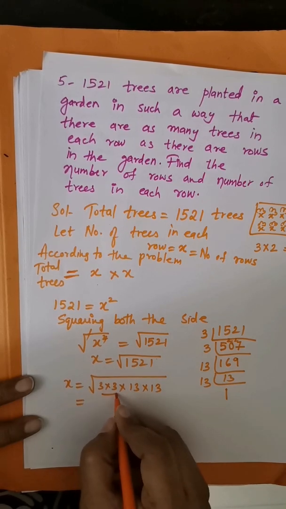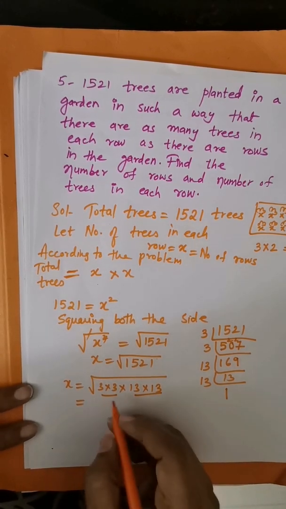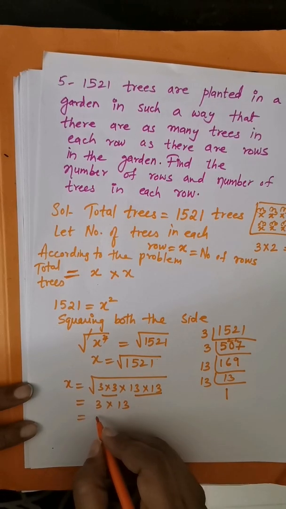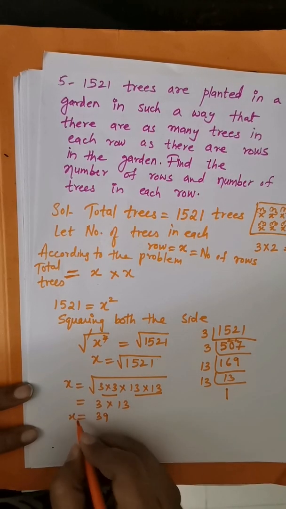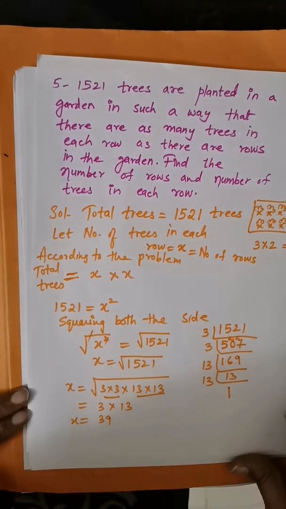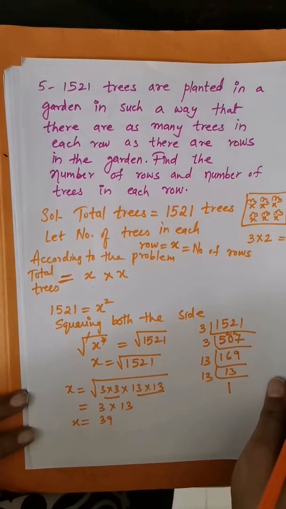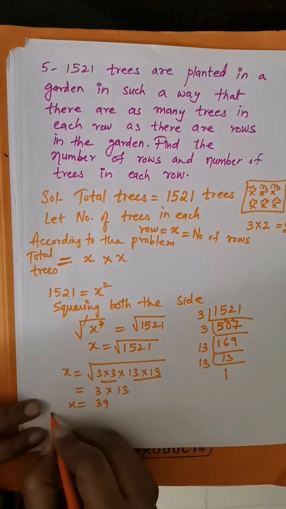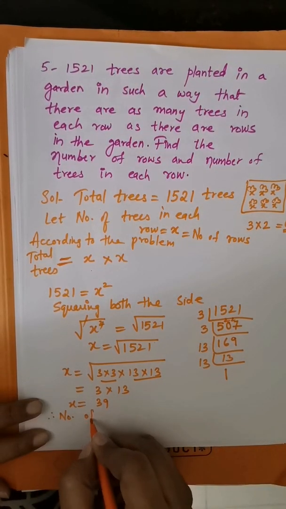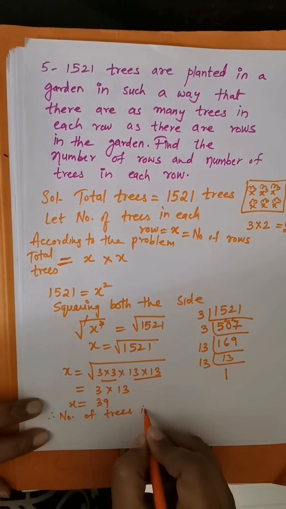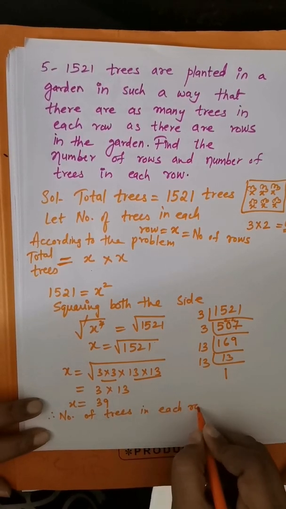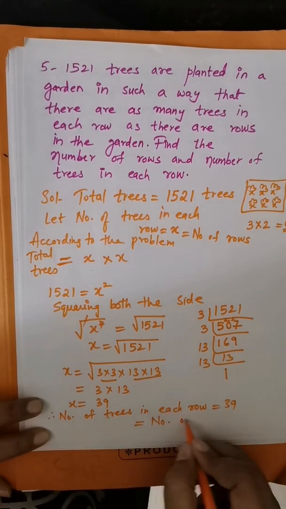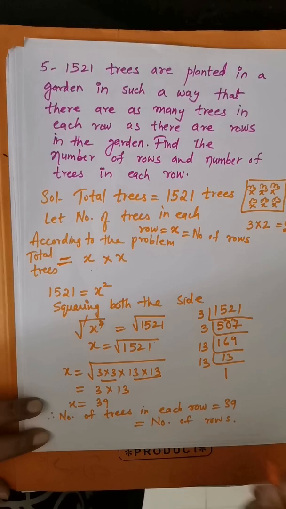So to remove this square root sign, we pair it up. 3 into 13. 3 into 13 how much? 39. So x is 39. So our answer is, how many trees in each row and how many rows? Therefore the number of trees in each row is equal to 39, which is equal to the number of rows.